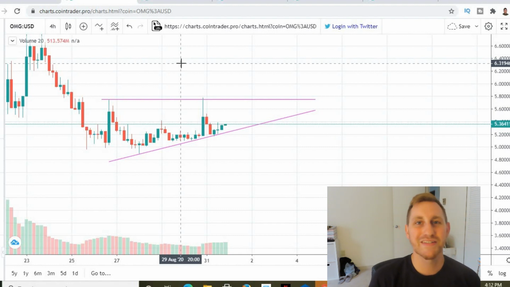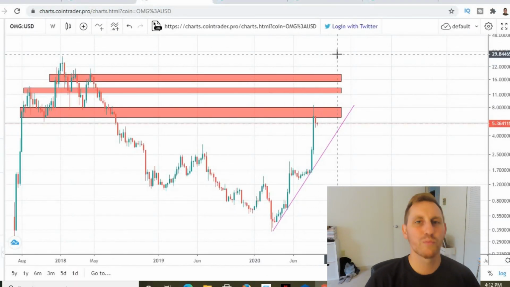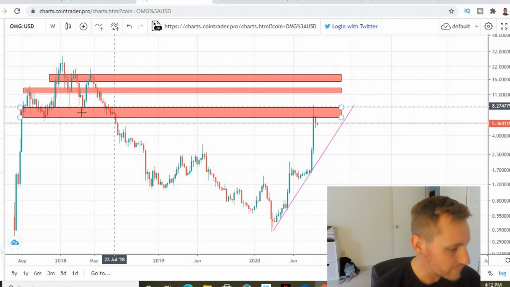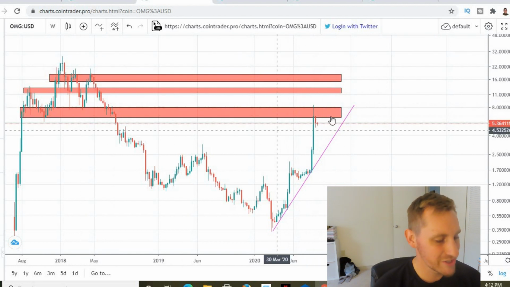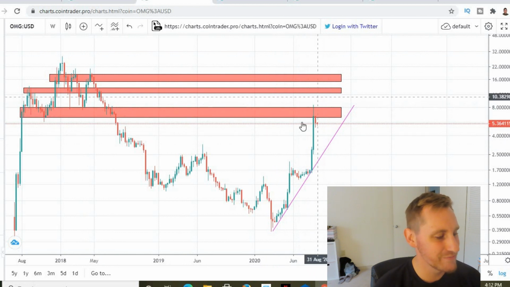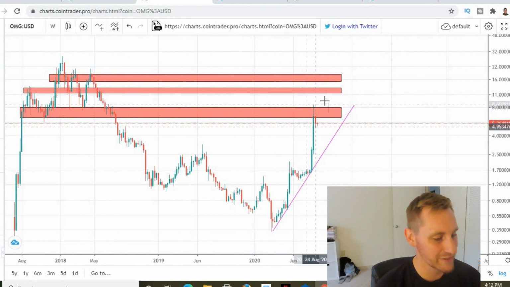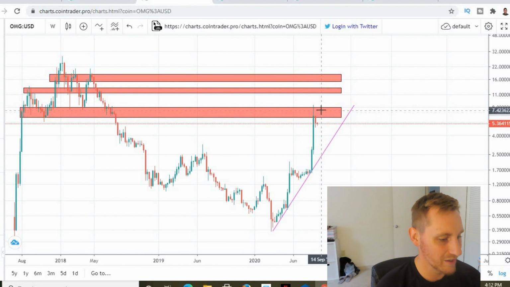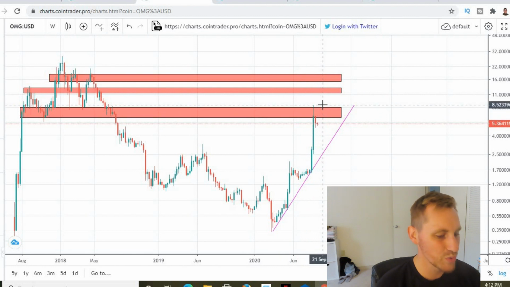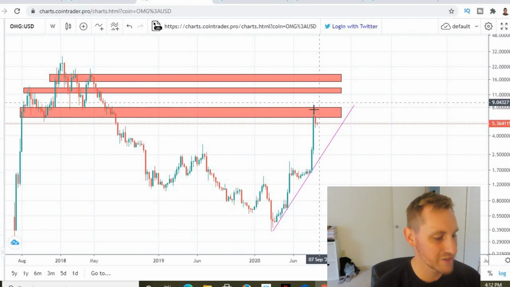So I want to jump into the second chart I want to look at for OMG today. And that's the long-term weekly chart and where we have resistances left on the charts for OMG, right? So for OMG, we got this huge rejection here. Look at this massive, massive wick on the weekly candle, right? It's almost a $2 full wick. That's crazy. But we got a massive rejection at this red box.